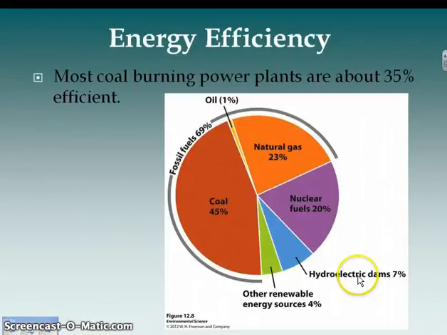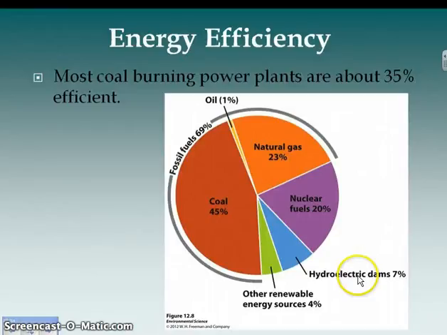In terms of energy efficiency, most coal burning power plants are only about 35% efficient. So if we start with 100% of the energy in our coal, only 35% of that energy is going to be converted into usable electricity. The rest is lost as heat, or as the CO2, as the burned byproduct.